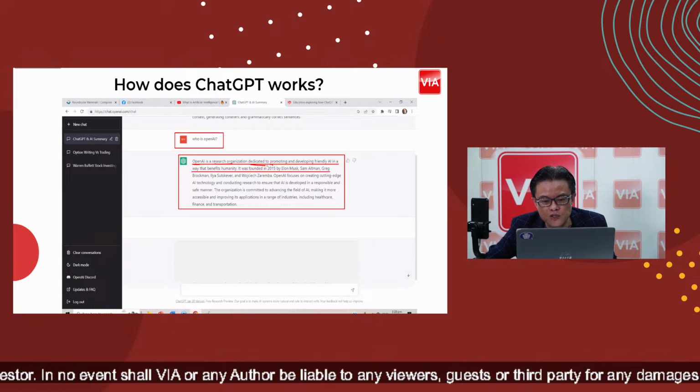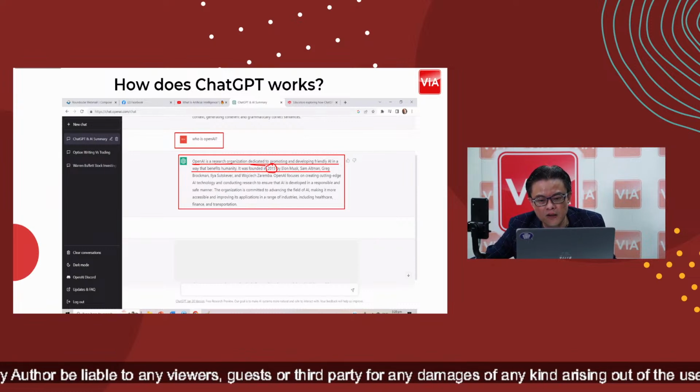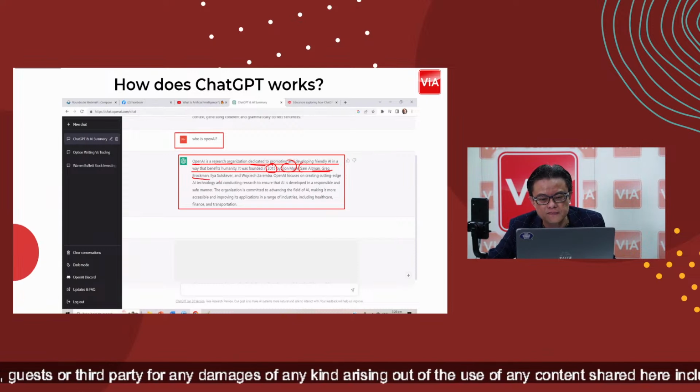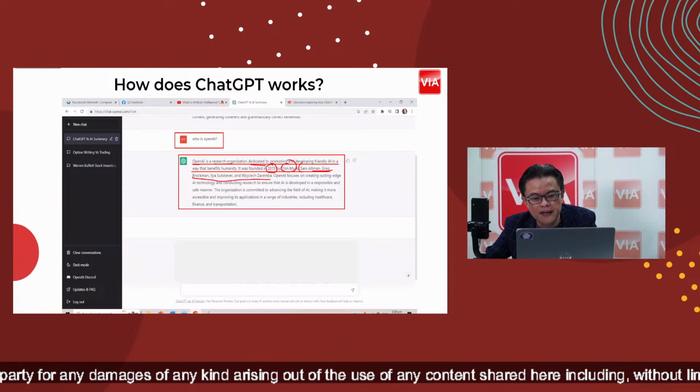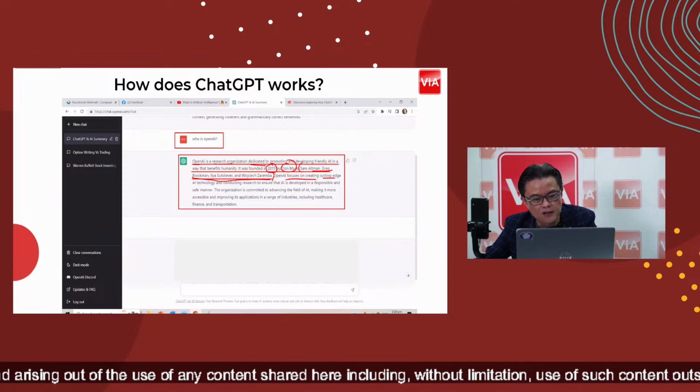It was founded in 2015, which is 7 years ago, no? It's not 7 days ago. By Elon Musk, everybody knows. But all these fellas over here, I have no idea who they are. And then OpenAI focuses on creating cutting edge or all this very generic thing. Or is committed and so on.